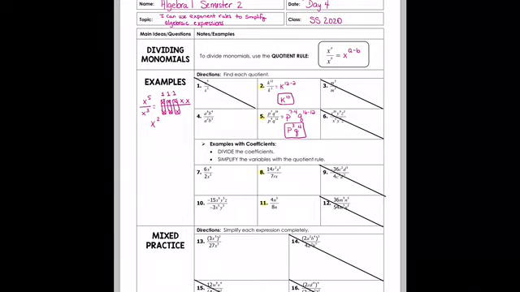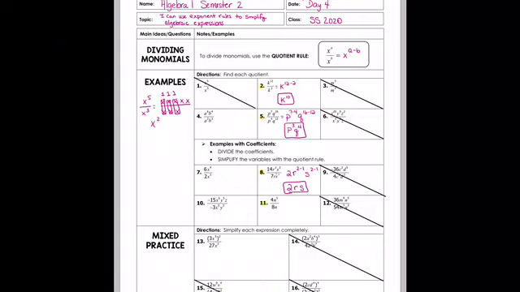When you have coefficients, you want to divide the coefficients, treat them like you normally would, and then use the quotient rule for the variables. So we have 14 divided by 7. 14 divided by 7 is 2. Then we have r squared minus 1. So notice that these would be the first exponents down here. And then s 2 minus 1. So this would be r to the first power, which is just r, and s to the first power, which is just s.